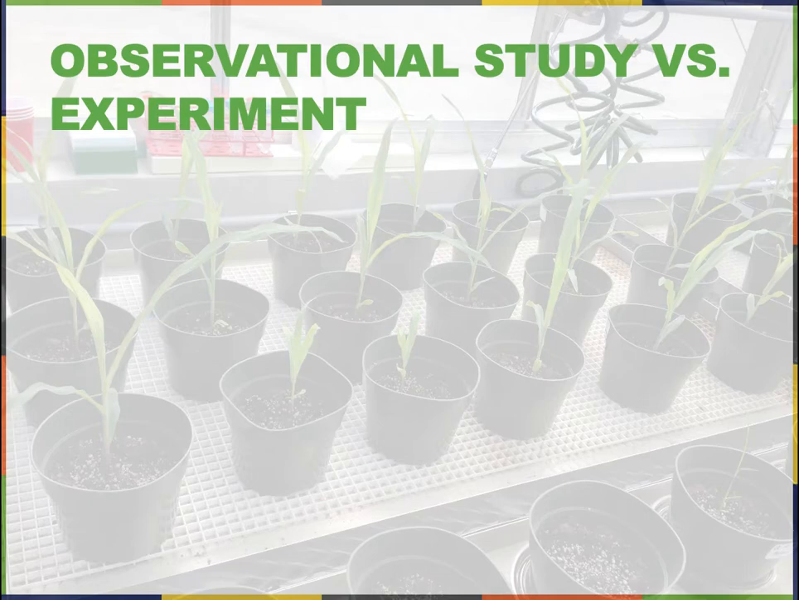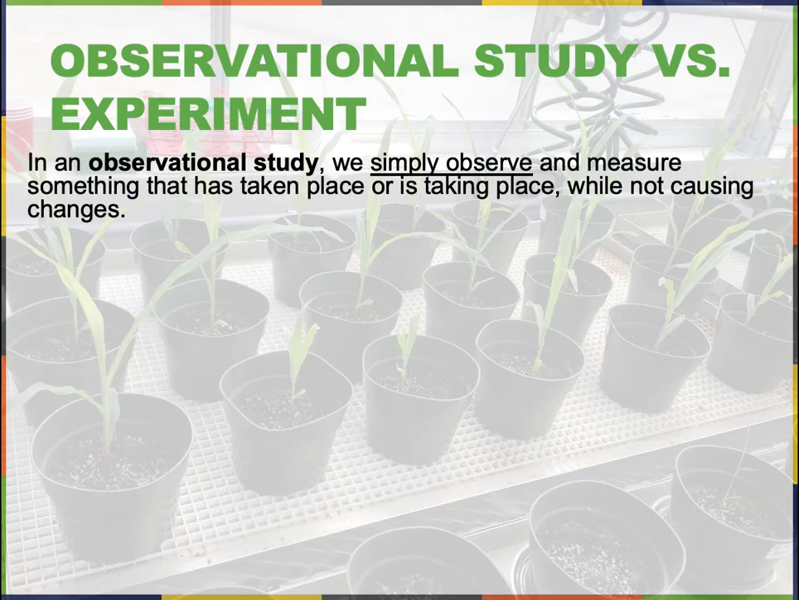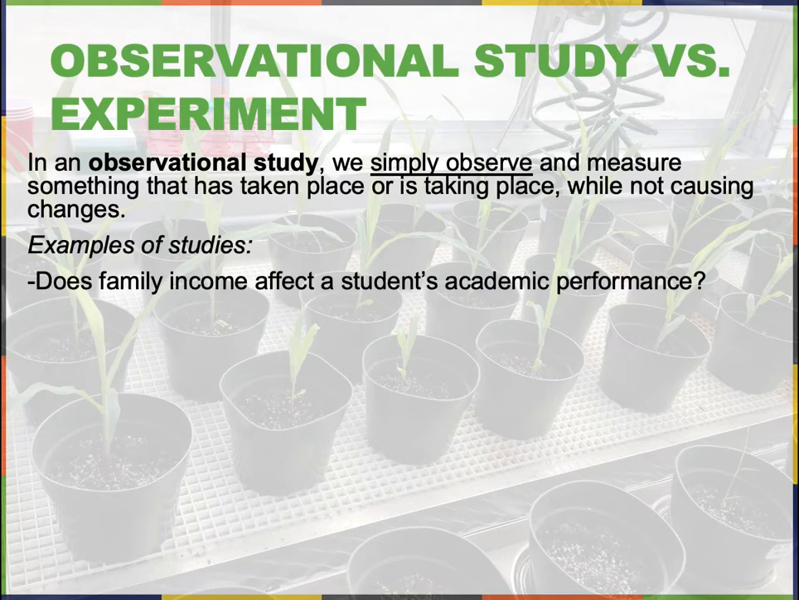Let's start with observational study versus experiment. In an observational study, we simply observe and measure something that has taken place or is taking place while not causing changes. For example, does family income affect a student's academic performance? In that study, we would simply collect information and try to find connections among that information. There's no change that we can cause. We cannot have an impact on family income.